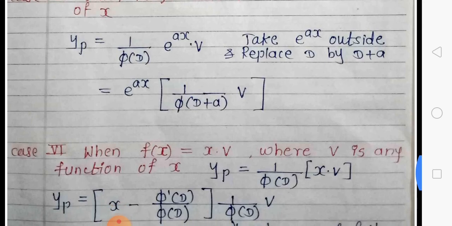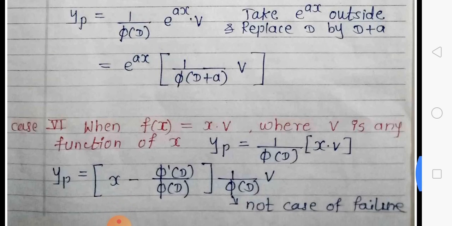That is, we write this in the form of e raised to x in bracket 1 upon phi of d plus a into v. Replace d by d plus a, and we solve the bracket term by using whichever of cases 1 to 4 is applicable.